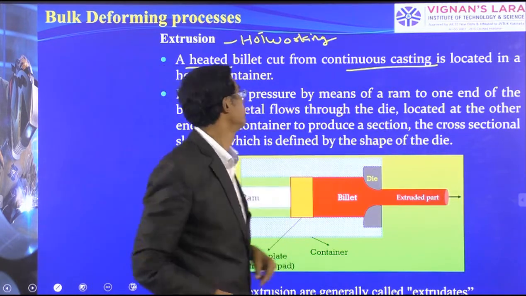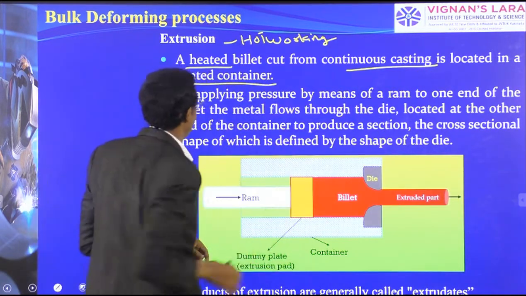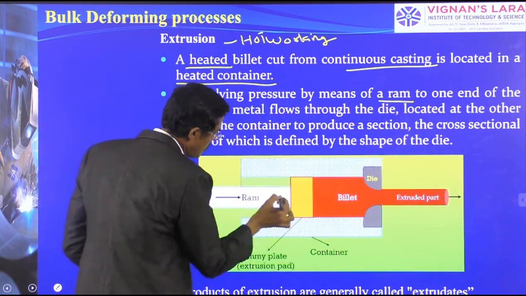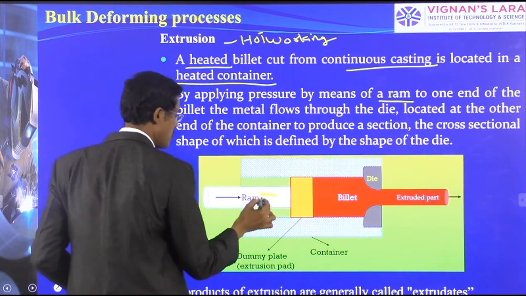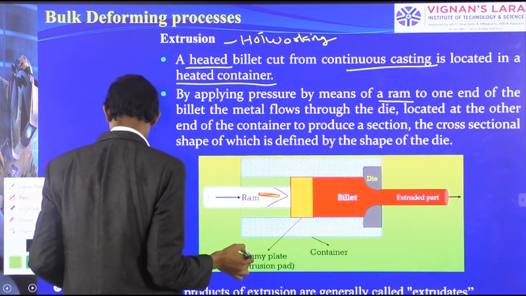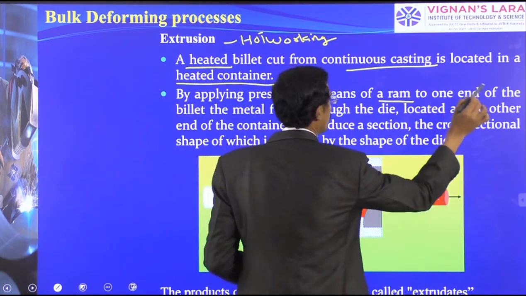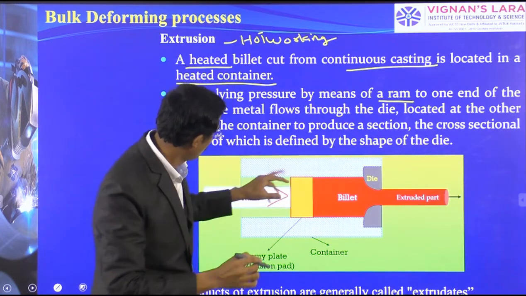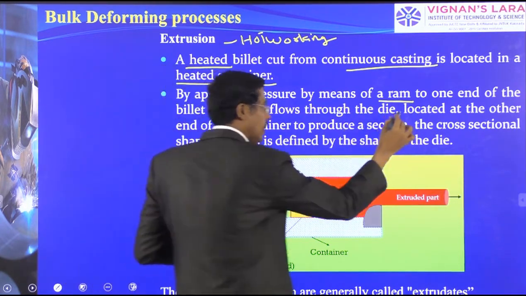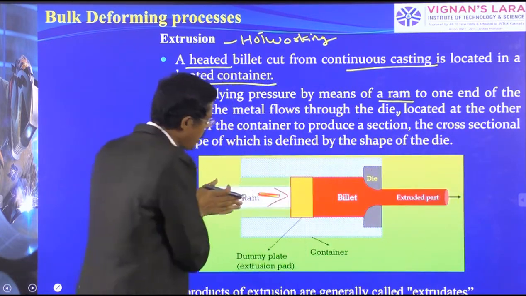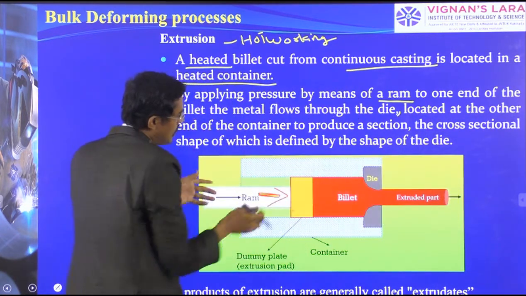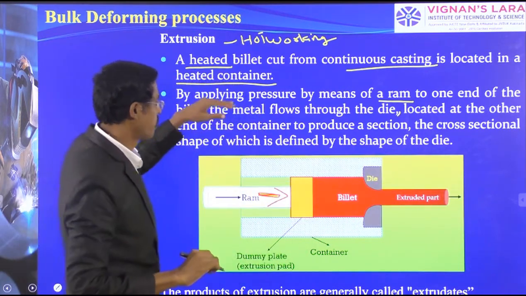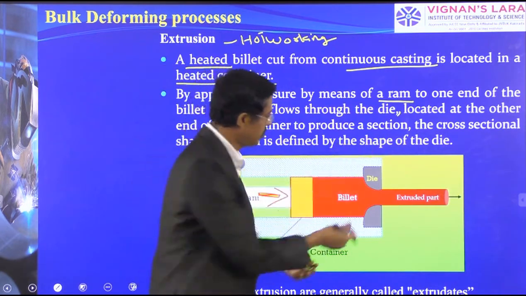It is located in the heated container. Pressure is applied by means of a ram to one end of the billet, and the metal flows through the die located at the other end. From one end I am pushing, the die is placed at the other end and the metal is flowing through the die of the container to produce a section. This is the product.